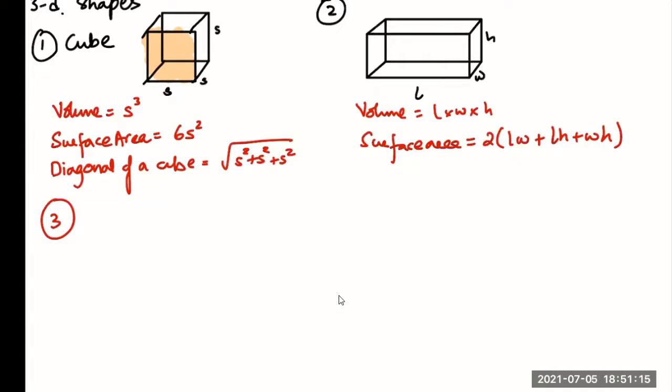Just wait a moment. Okay. Third is a cylinder. Oh God. How did I go?